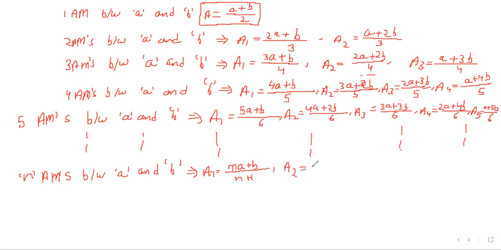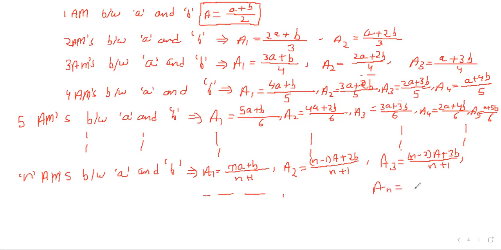A2 is equal to, coefficient of A decreases by 1, so it becomes n minus 1, and the coefficient of B increases by 1, 2B, over denominator n plus 1, which is 1 more than the number of AMs. A3 equals, again, the coefficient of A decreases by 1, (n minus 2) into A, and the coefficient of B increases by 1, 3B, over n plus 1. And so on up to.